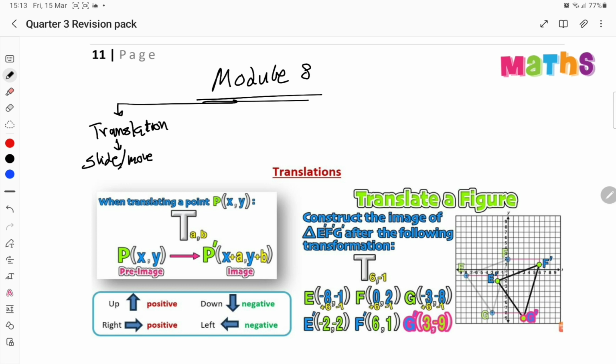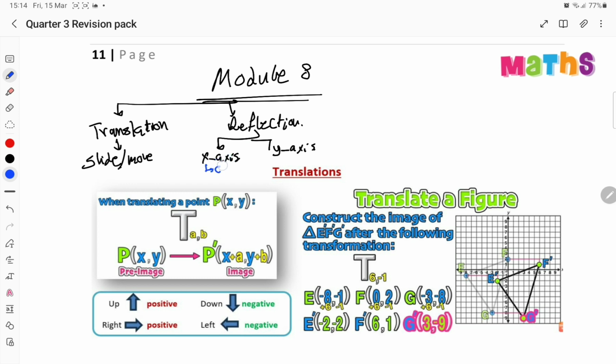The first thing is translation, is when you move something. The second thing, reflection, and it can be either across the x-axis or the y-axis. So translation is to move the shape itself. Reflection is to mirror it. To mirror across the x-axis.